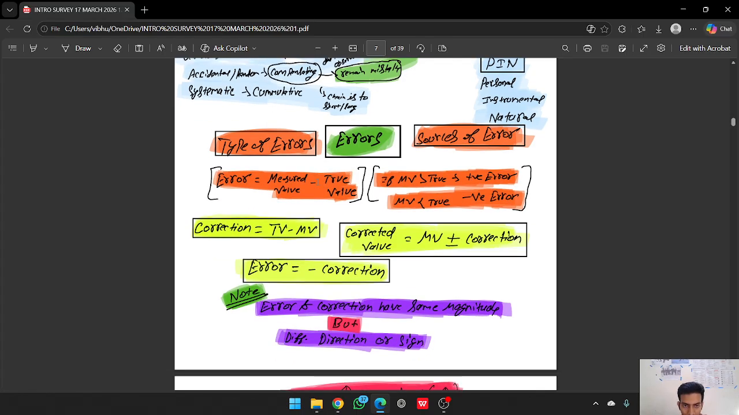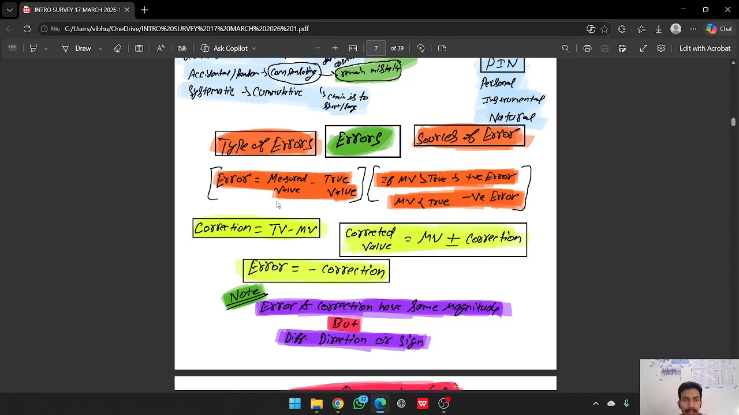Now we have to calculate the error. How do we calculate the error? There is an error formula. If we have to calculate the error, we first have to know the measured value and the true value. The formula is measured value minus true value is known as error. If the measured value is more, then the error is positive. If the measured value is less, then the error is negative.